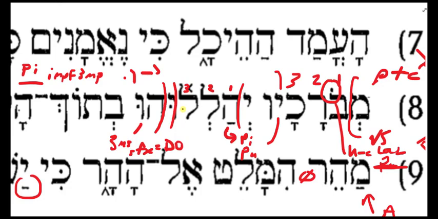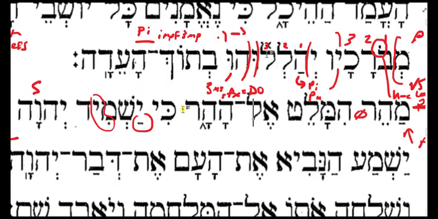All right. Now let's finish the sentence here. So his blessed ones will praise him, and then Batoch Ha'edah is telling you where. What does that mean? In the midst of Ha'edah, the congregation. In the midst of the congregation. Yep, good.